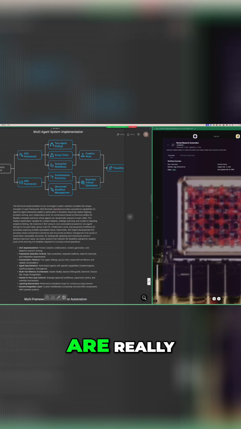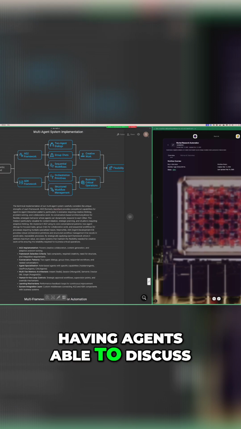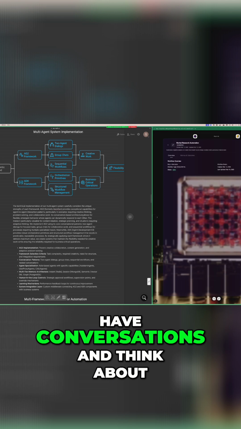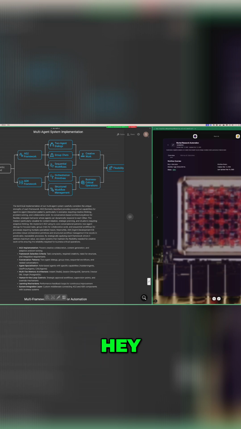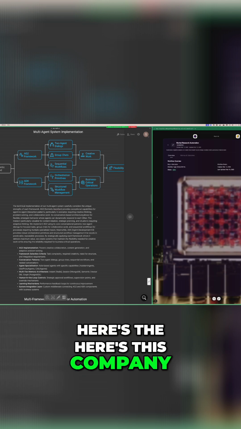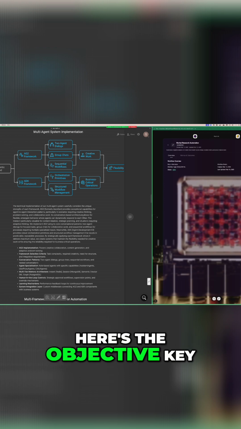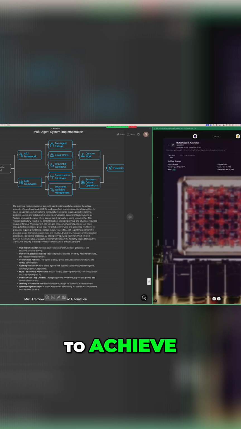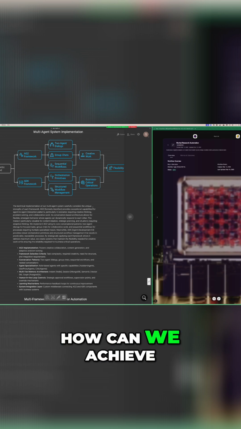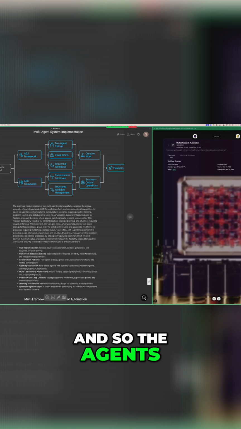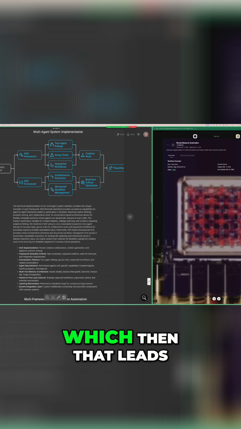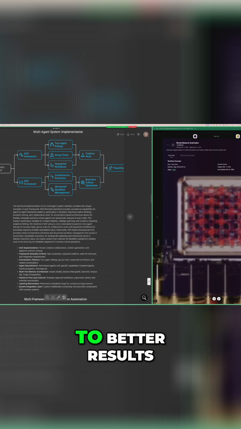in our use cases, is really about having agents able to discuss, have conversations, and think about, hey, here's this KPI, here's this company, here's the workspace, here's the key performance indicators, here's the objective key results that we need to achieve. And here's the files and the research that we have. How can we achieve those things? How can we achieve those things together, right? And so the agents would have this discussion, which then leads to better results.